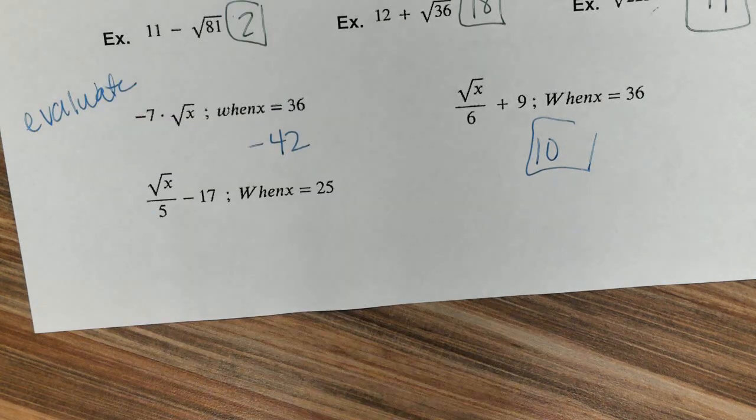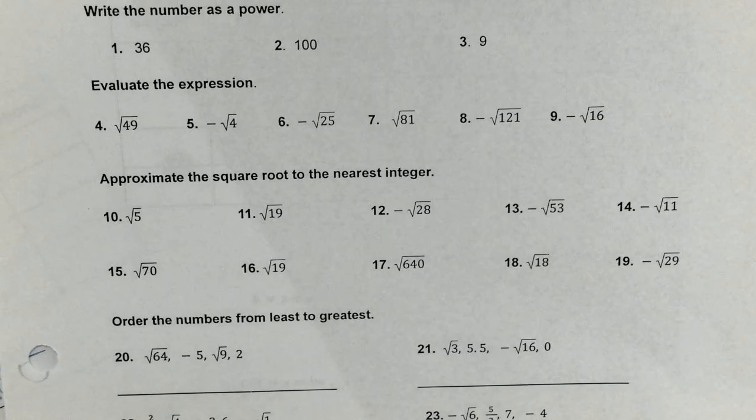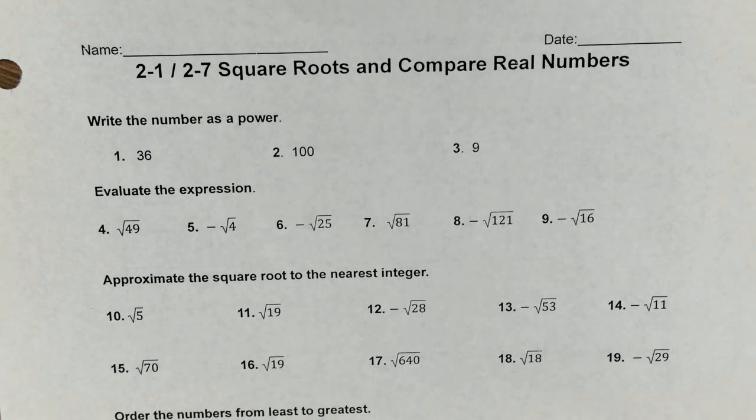All right, I'm going to pass out your assignment. Okay, your assignment is exactly like your notes, so please use your notes to refer back to. On 1 through 3, it says write the number as a power. So you just in your head square root it, right? But don't write the square root of it. If you just put 6 on number 1, that's not a power, right?